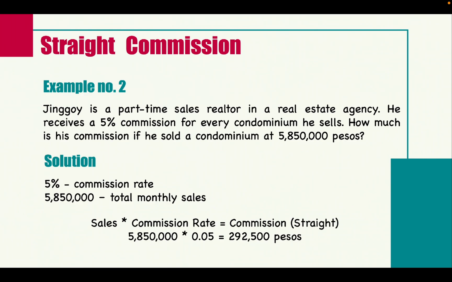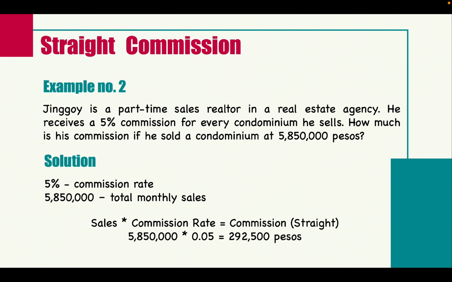Halimbawa ako, bibili ako ng condo na 5,850,000. Ngayon, may nag-offer pa sa akin na isa. Nag-offer siya sa akin na, ma'am, bibigyan kita ng 2% discount. O hindi, doon na ako bibili sa 2% discount. Saan ba nakuha nung isang agent na yun yung 2% discount niya? So, nakuha na yun from his commission. So, kakaltasin niya yun sa kanyang commission. Kaya magkakaroon siya ng discount.